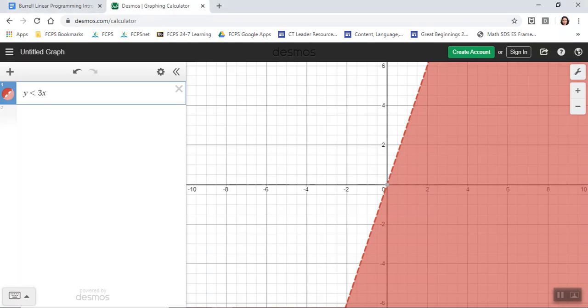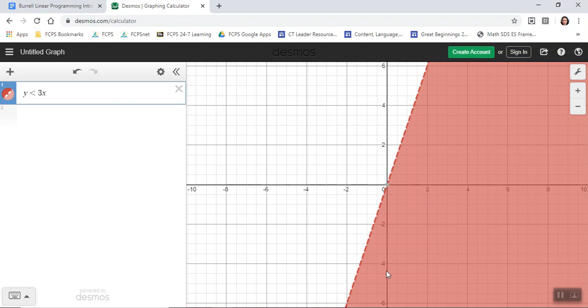Okay, so in Desmos you get a graph like this. So the line y equals 3x has a y-intercept of 0, and it has a slope of 3 over 1. You have a dashed line anytime your inequality doesn't have an equal sign on it, because that means that we're not actually including the line, we're just including all of the points, in this case, that are below the line.